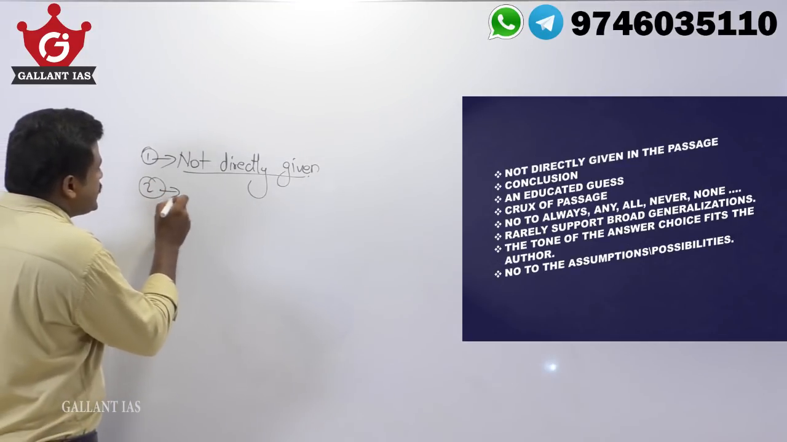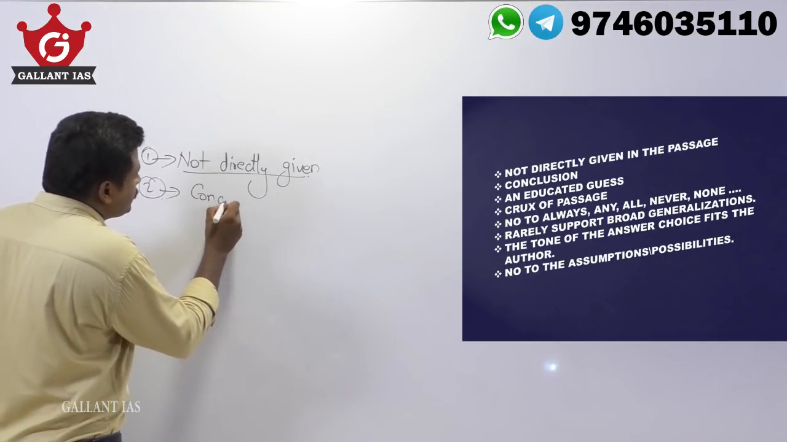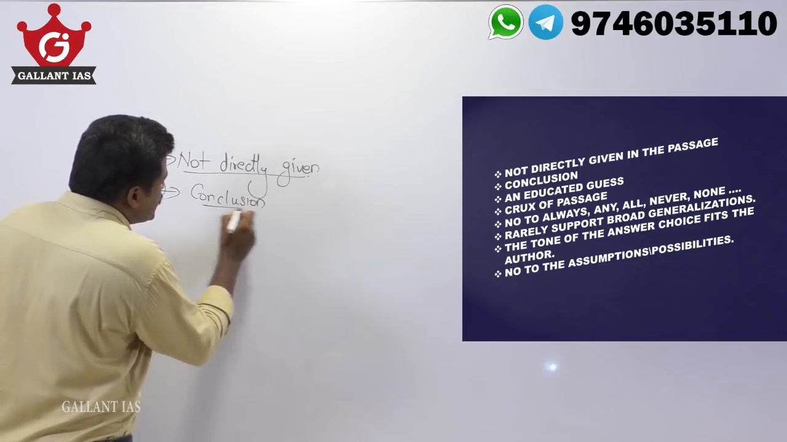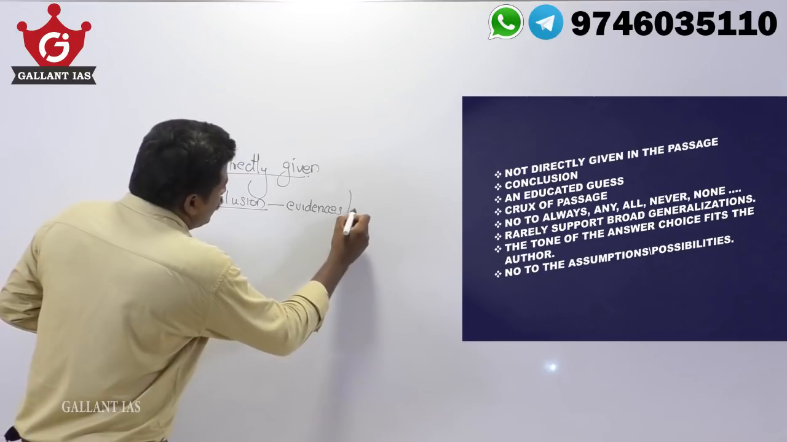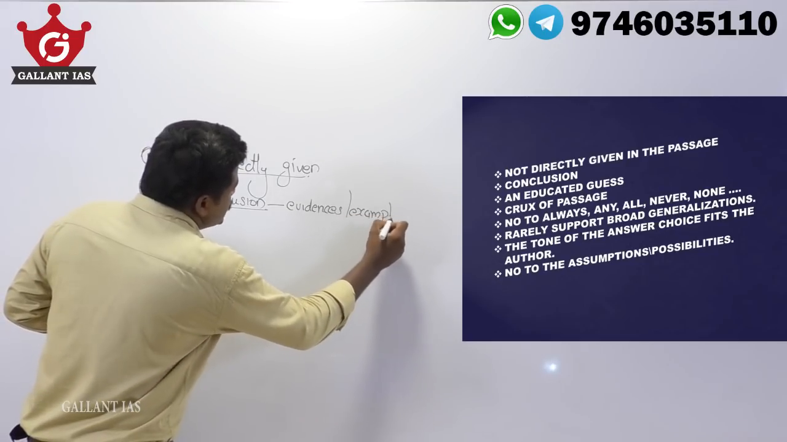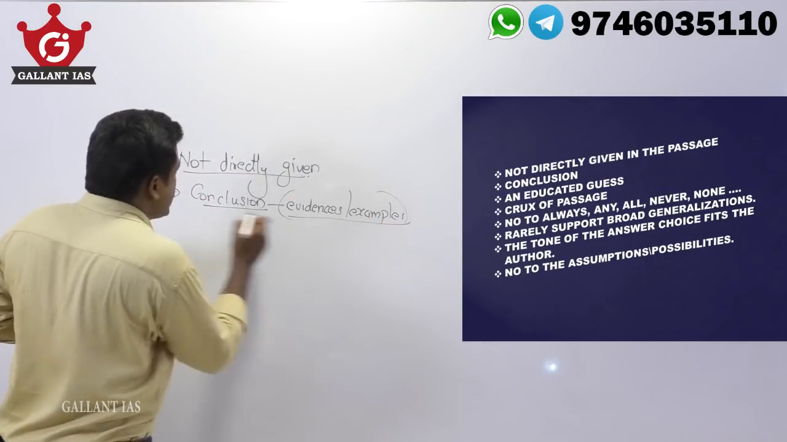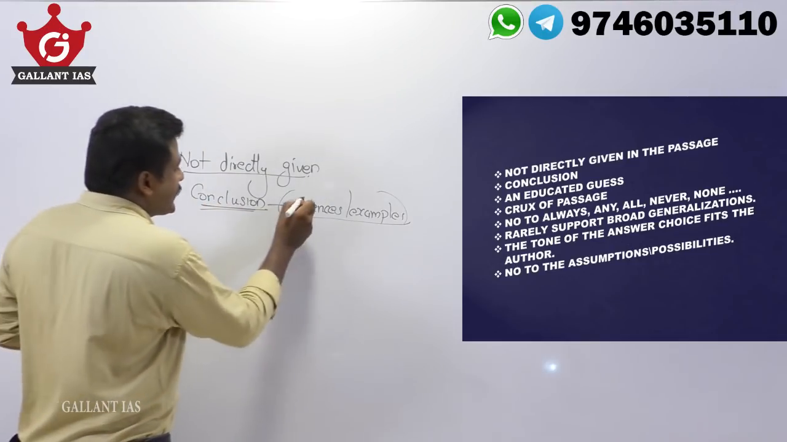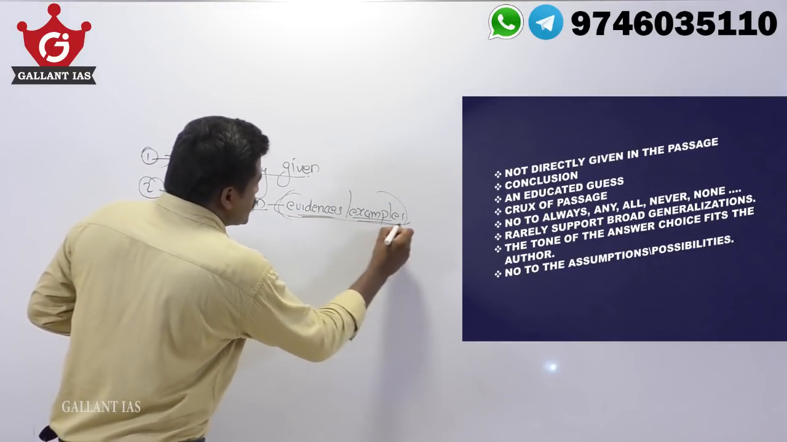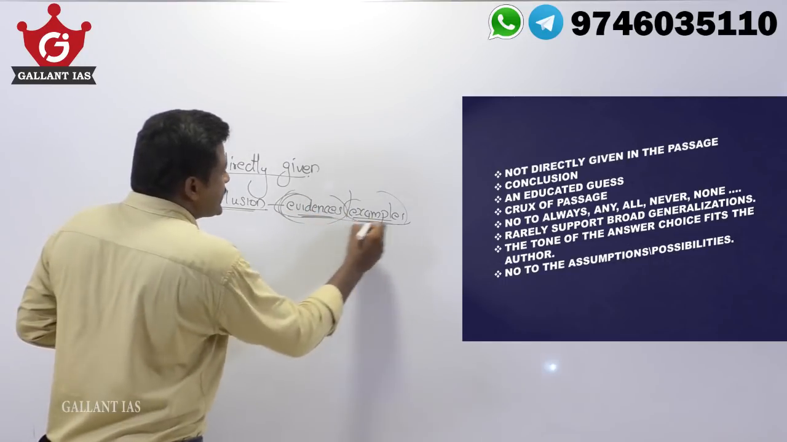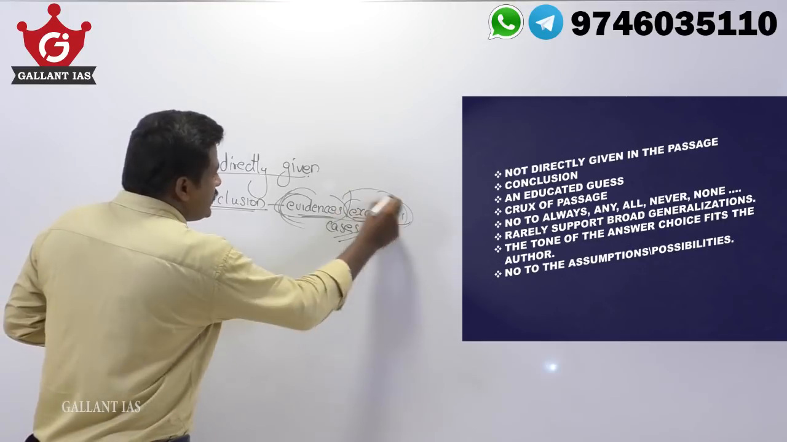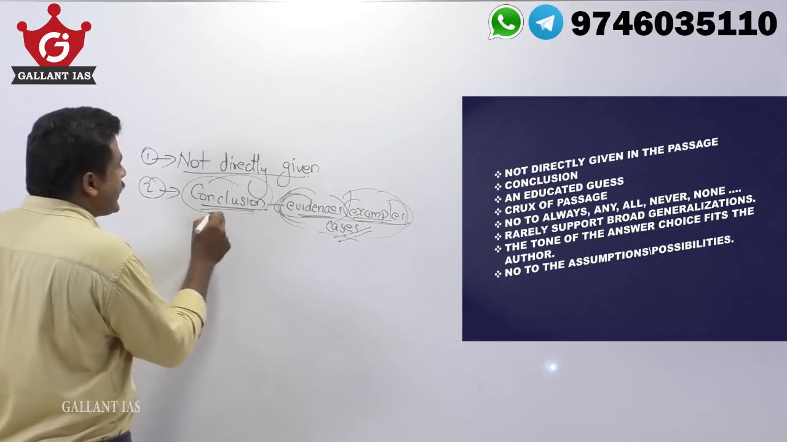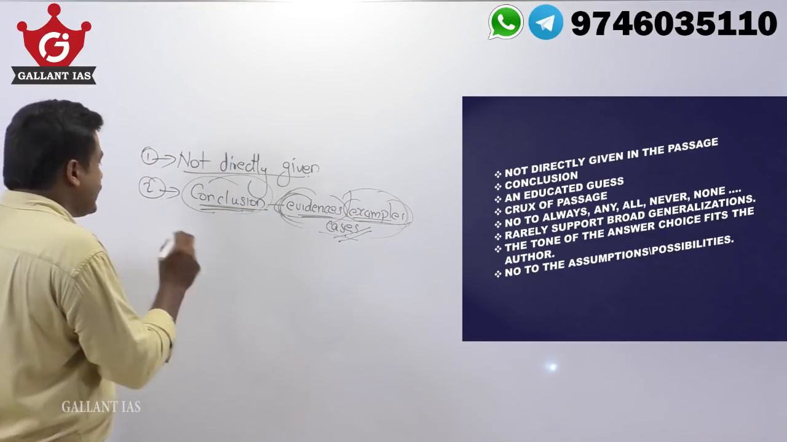An inference is always a conclusion which is drawn out of evidences or examples discussed in the passage. This is a logical conclusion which is extracted from what is directly mentioned in the passage. Maybe many evidences, examples, or cases are discussed in the passage. Based on these things, we are drawing a logical conclusion, that is inference.